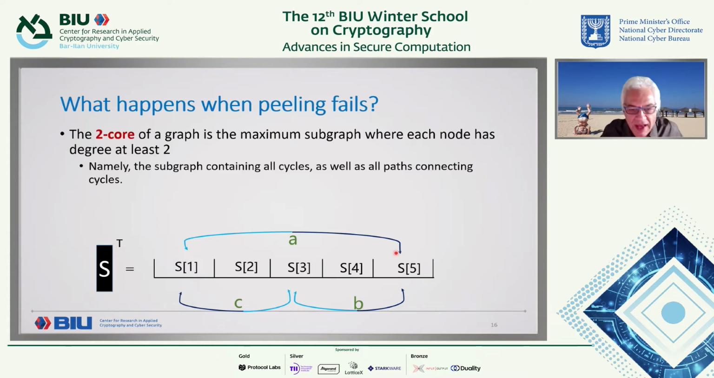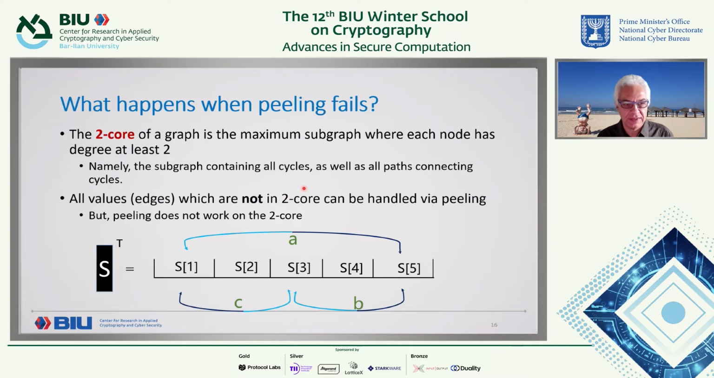So basically what we have here, if we started from the large graph, we removed edges until we ended up with something which is called the 2-core. The 2-core of a graph is the maximum subgraph where each node has a degree at least 2. Thinking of it differently, starting from a graph, it's the subgraph which contains all cycles and all paths between cycles. And here we cannot do peeling anymore.